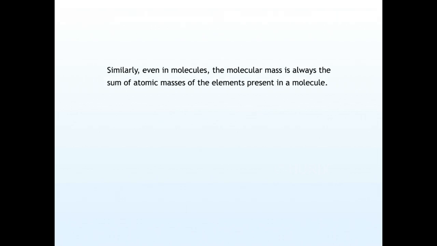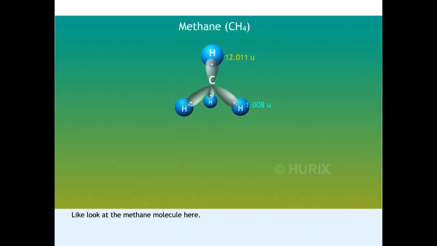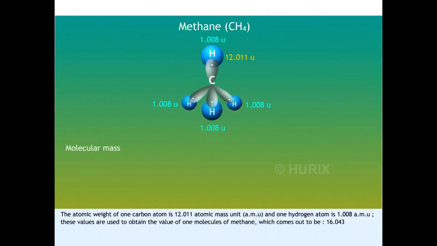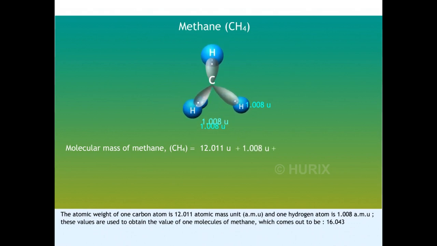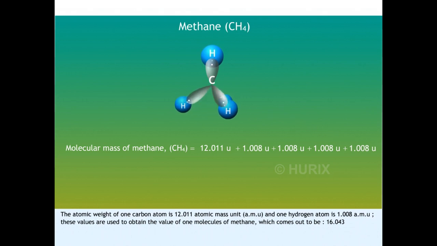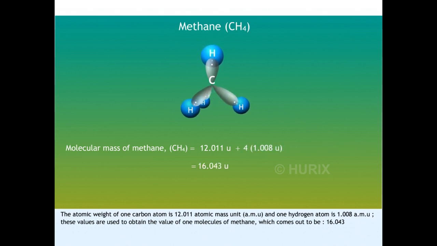Similarly, even in molecules, the molecular mass is always the sum of the atomic masses of the elements present in a molecule. Look at the methane molecule here. The atomic weight of one carbon atom is 12.011 atomic mass units, AMU, and one hydrogen atom is 1.008 AMU. These values are used to obtain the value of one molecule of methane, which comes out to be 16.043 AMU.